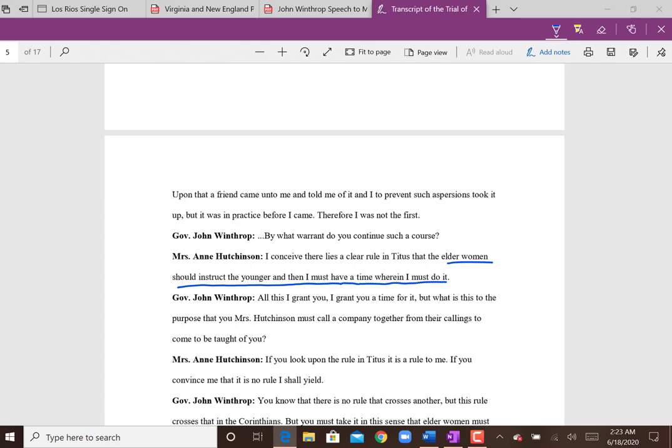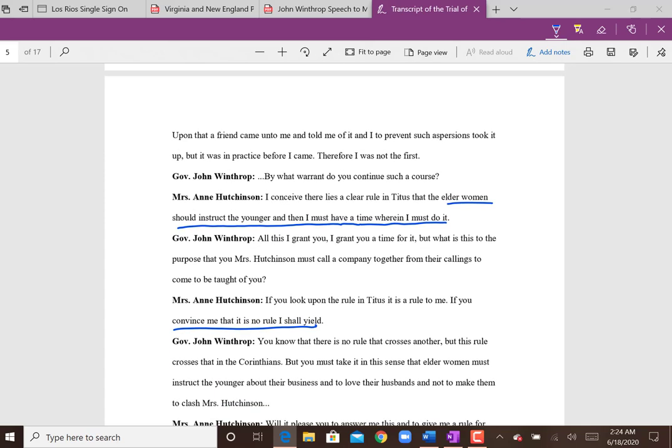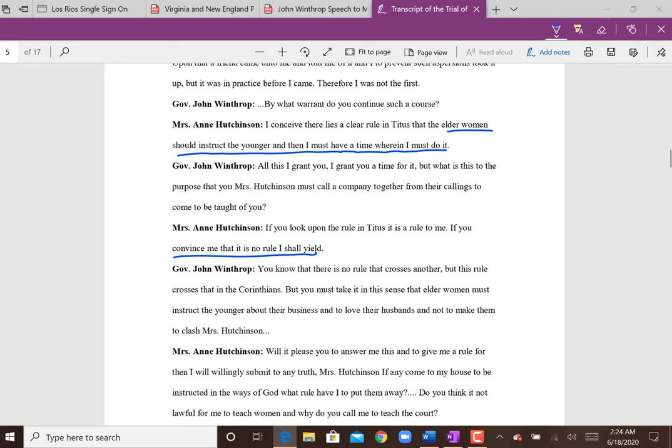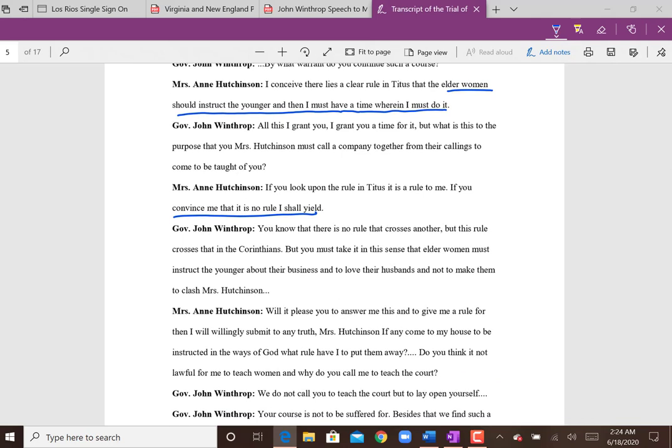If you look up the rule in Titus, it is a rule to me. If you convince me that it is no rule, I shall yield. So she's like, look, I'm going to stick with Titus saying I have the right to do this. If you can convince me, I'll stop. And then they give one on Corinthians that the elder must instruct the younger about their business and to love their husbands and not to make them clash.